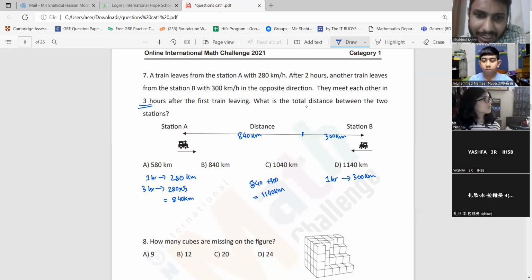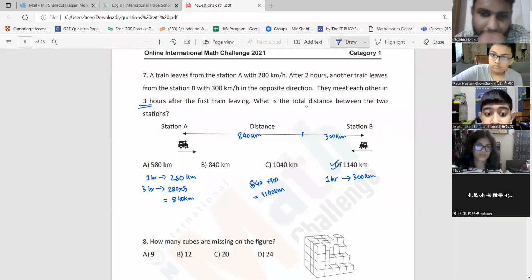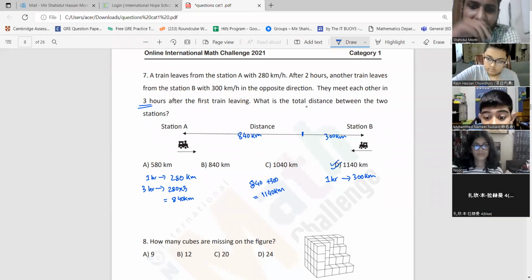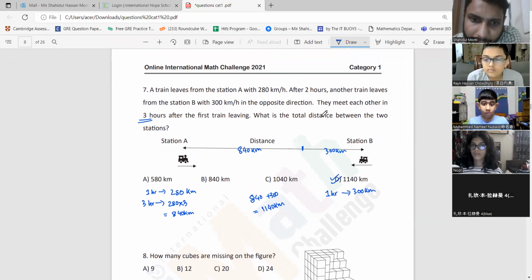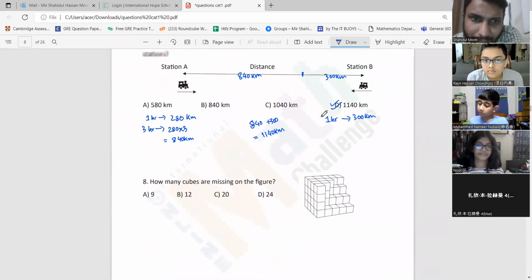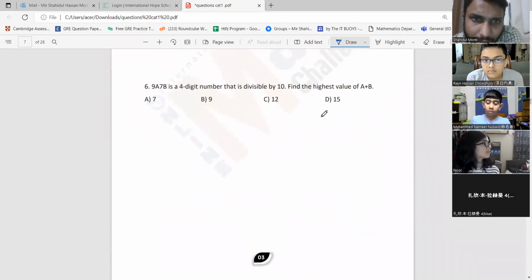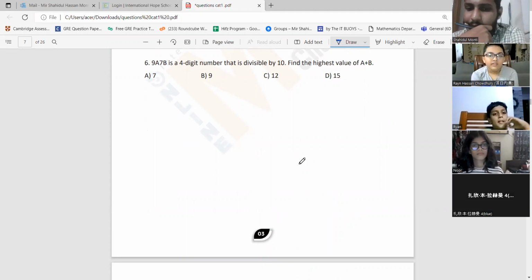And the correct answer is D for Dhaka. The answer is D for Dhaka. Okay. I didn't do number 8. We'll do number 8 later on. Number 6, students. Number 6.